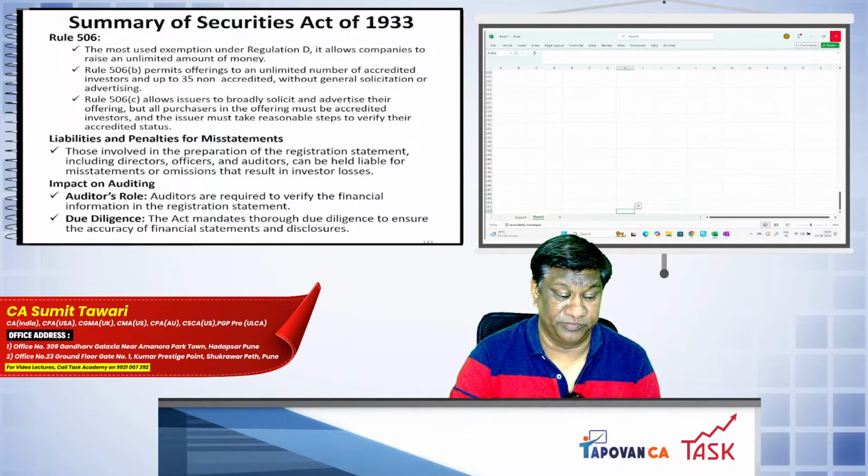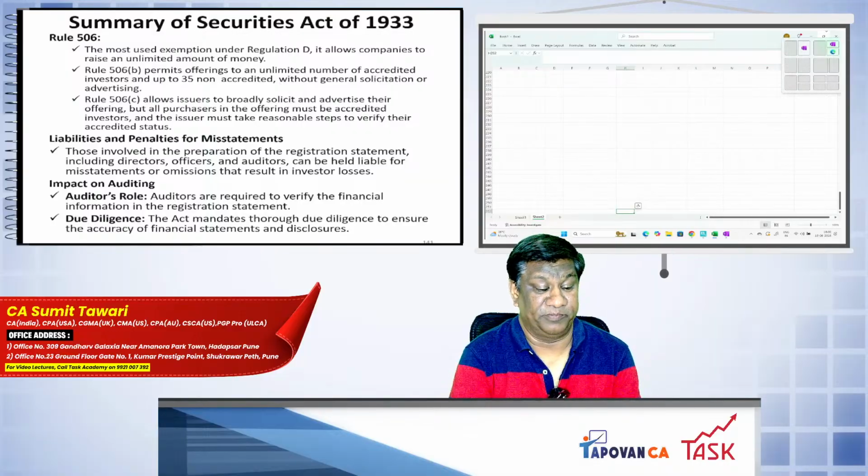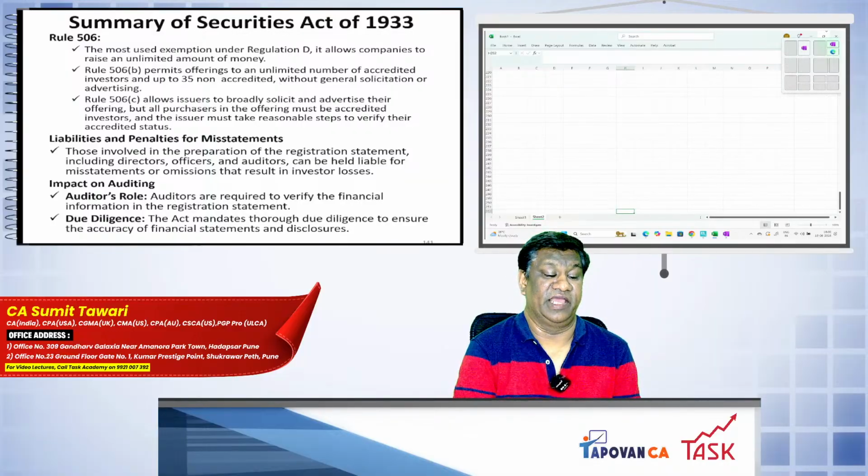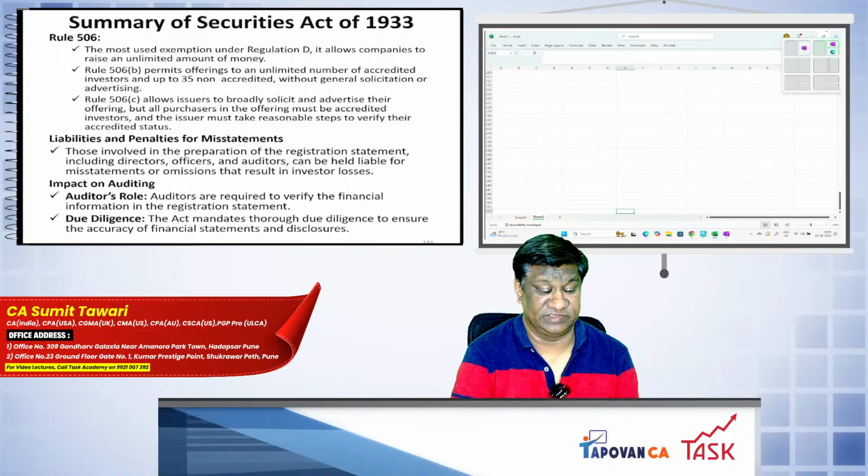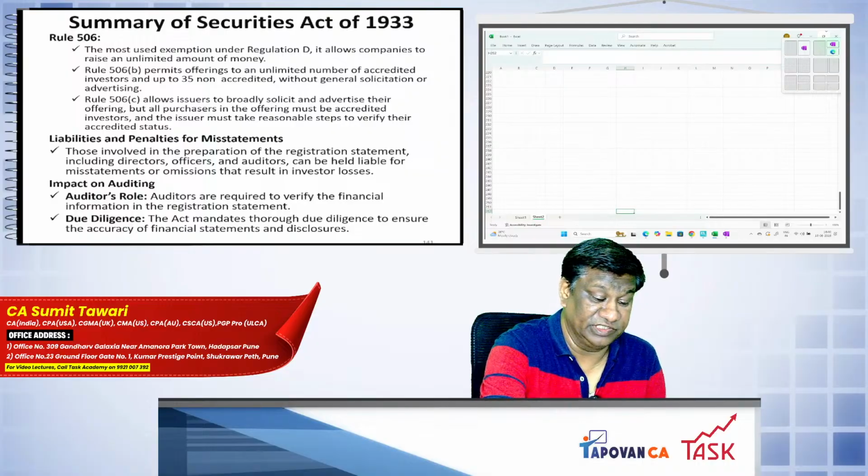Liabilities and penalties for misstatement. Those involved in preparation of the registration statement, including directors, officers, and auditors, can be held liable for misstatement or omission that results in investor losses. And the impact on auditing: auditors are required to verify the financial information in the registration statement and perform due diligence. The act mandates thorough due diligence to ensure the accuracy of the financial statements and disclosures.